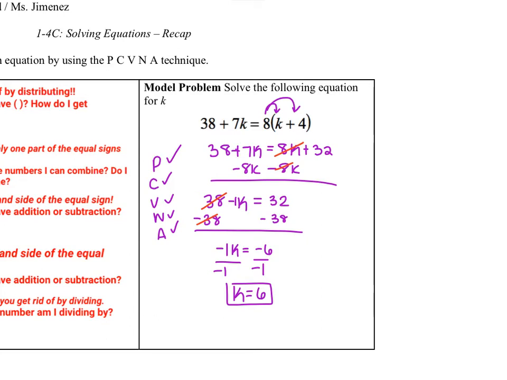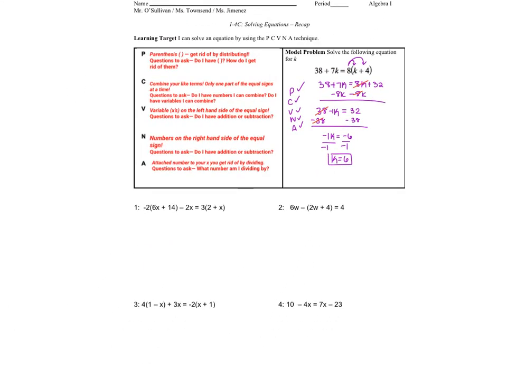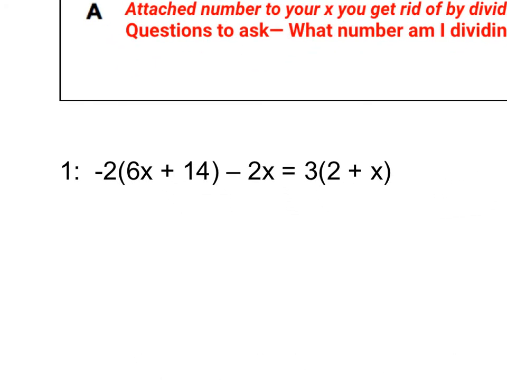And then I had 38 minus 1k equals 32. I need to get my 38 to the right-hand side, so I subtracted the 38 from both sides. And then I got negative 1k equals negative 6. And then I divided both sides by negative 1 to get k equals 6. Okay? So let's do some examples. And again, everything we're doing is going to be in relation to PCV&A.